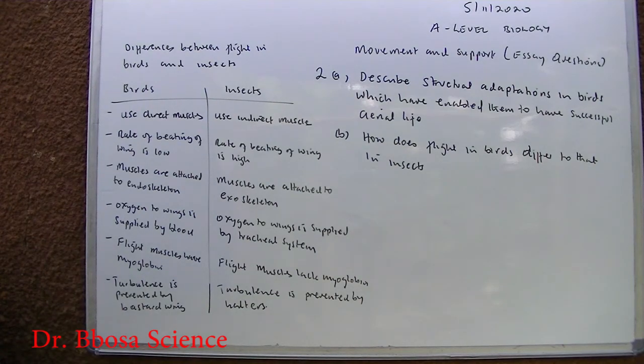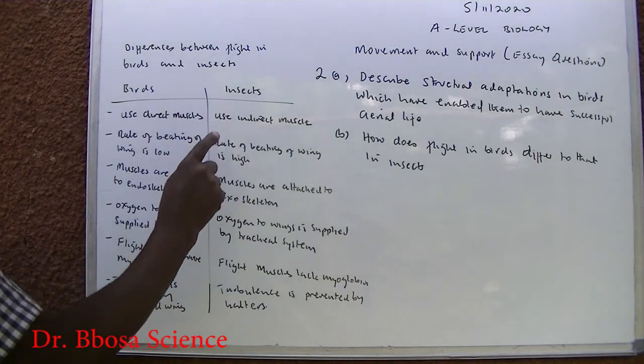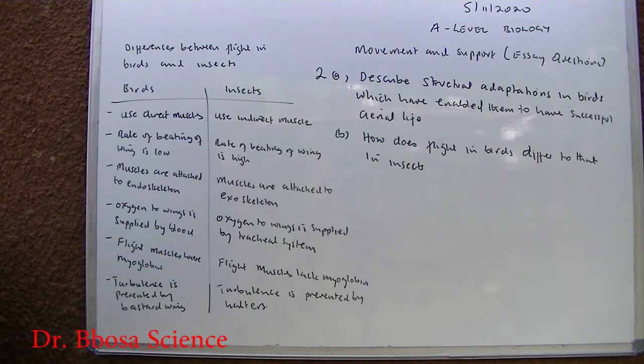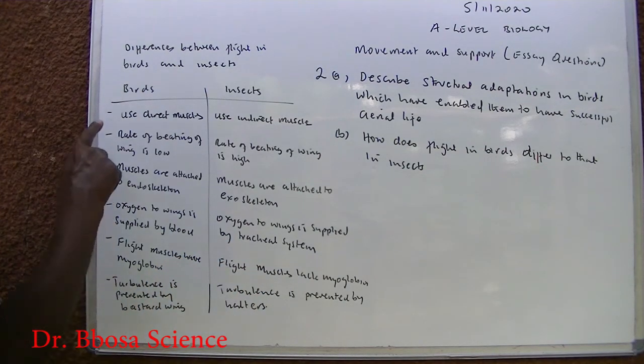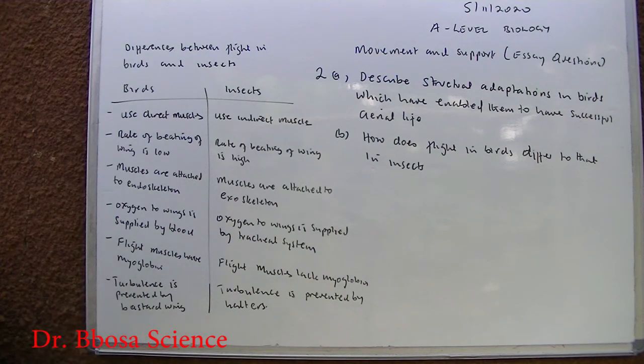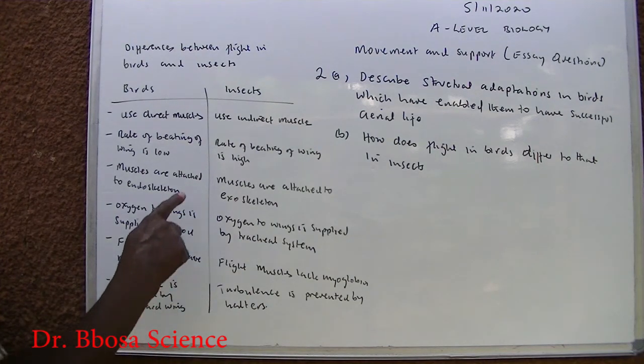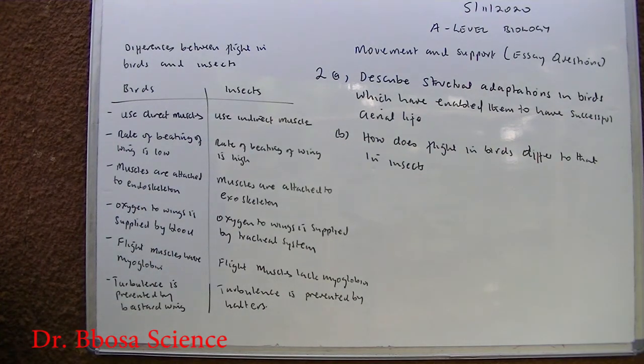In birds, oxygen to the wing is supplied by blood. In insects, oxygen to the wing is supplied by the tracheal system. In birds, flight muscles have myoglobin. In insects, flight muscles lack myoglobin. In birds, turbulence is prevented by the bastard wing. In insects, turbulence is prevented by hair tufts.